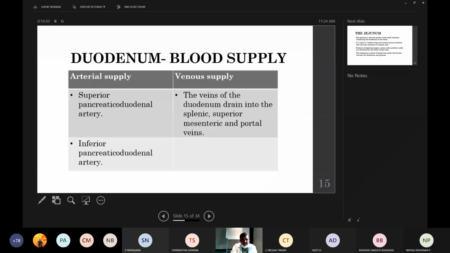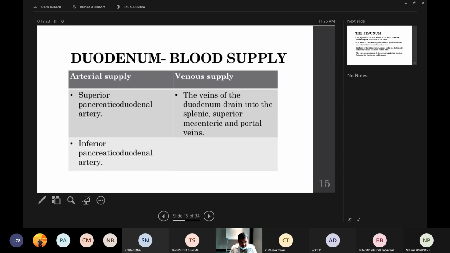Now coming to the blood supply of the duodenum. As I told you, the duodenum is developed from the foregut as well as the midgut. The first artery is the superior pancreaticoduodenal artery. It is a branch from the gastroduodenal artery, which in turn is a branch of the hepatic artery, which in turn is a branch of the celiac artery. Hence the superior pancreaticoduodenal artery is from the foregut, that is, the celiac artery. The inferior pancreaticoduodenal artery is a branch from the superior mesenteric artery.